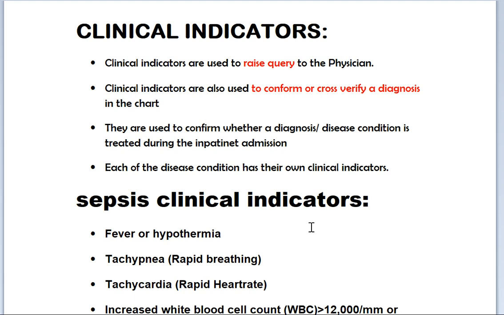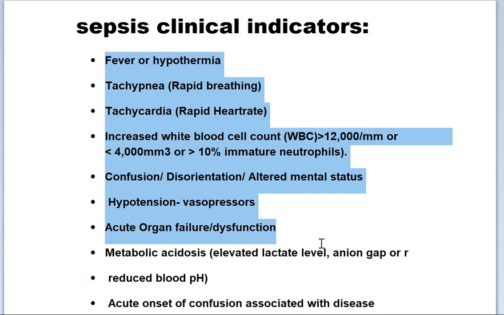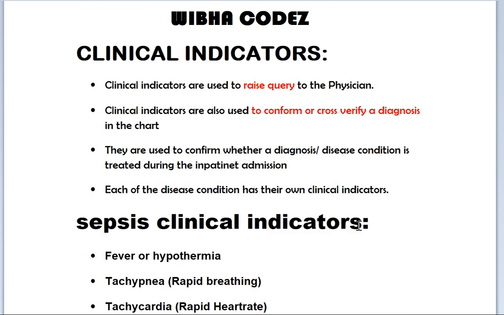I want you to be clear that not all these symptoms are necessary to code a condition. At least four, though I initially told you three. Sometimes it's not only three, it is at least 4 to 5 symptoms needed to code a condition of sepsis. Or to initiate a query for sepsis also, you need at least 4 to 5 indicators to confirm or cross-verify the diagnosis which the provider has already given in the chart. For that also we need the clinical indicators. You can't just go and code a condition in an inpatient chart.